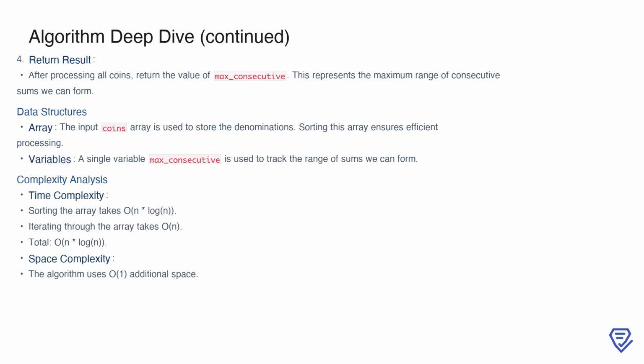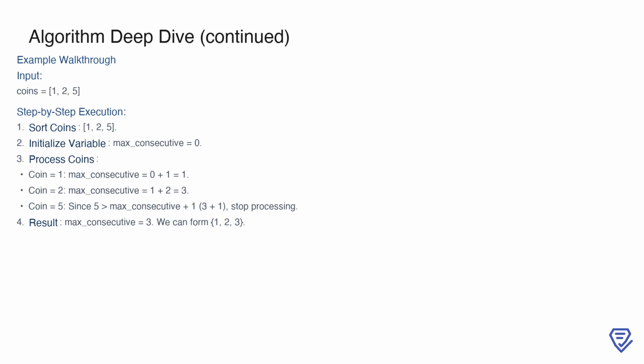Let's go through an example to see the algorithm in action. Consider the input coins equals 1, 2, 5. First, we sort the array, which gives 1, 2, 5. We then initialize max_consecutive to 0. Processing the first coin, 1, we add it to max_consecutive, updating its value to 1. This means we can now form the sum 1.